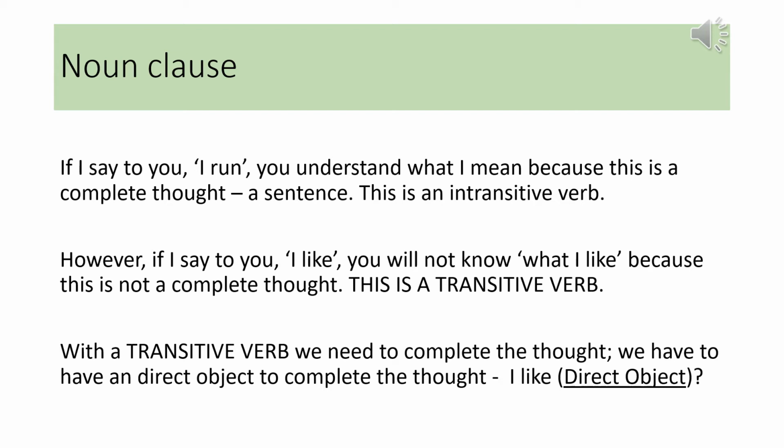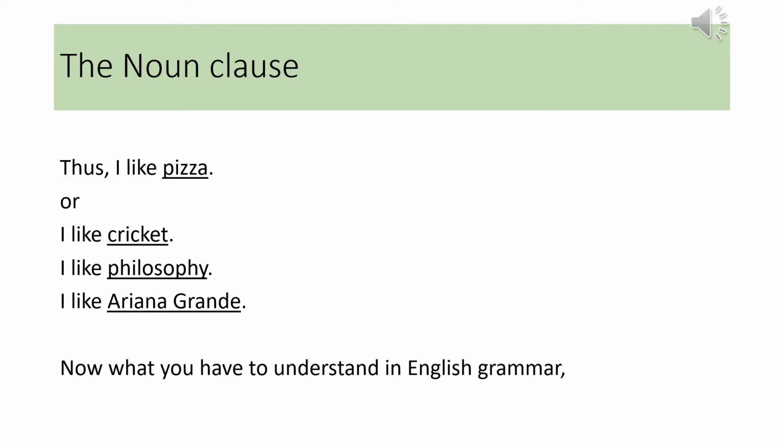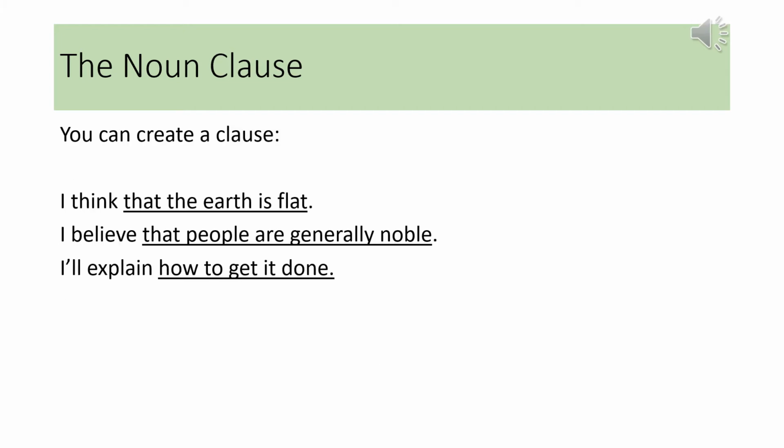And that's the problem with a transitive verb. You have to recognize it's a transitive verb, and then there's different ways you can complete that thought. So we have to add a direct object in most cases to complete the thought. So in this example, we say I like, and then you have to give it a direct object. Now, what you have to understand about English grammar is that you don't have to use one word as the direct object. As you can see, you can create what we call a noun clause in the object position.